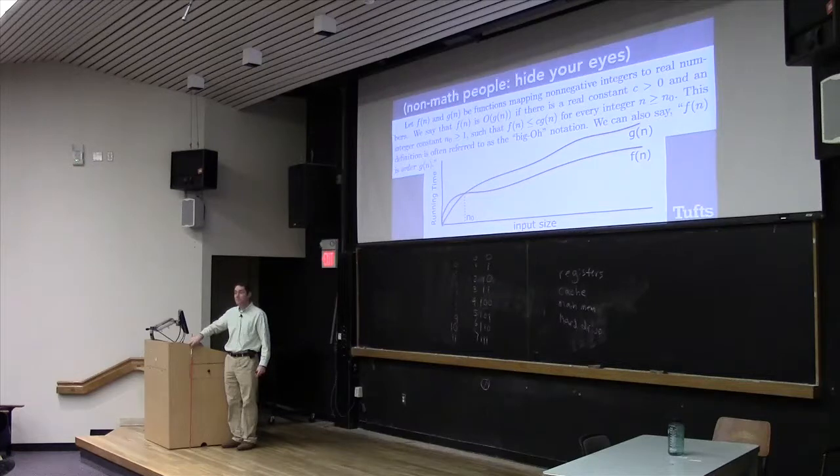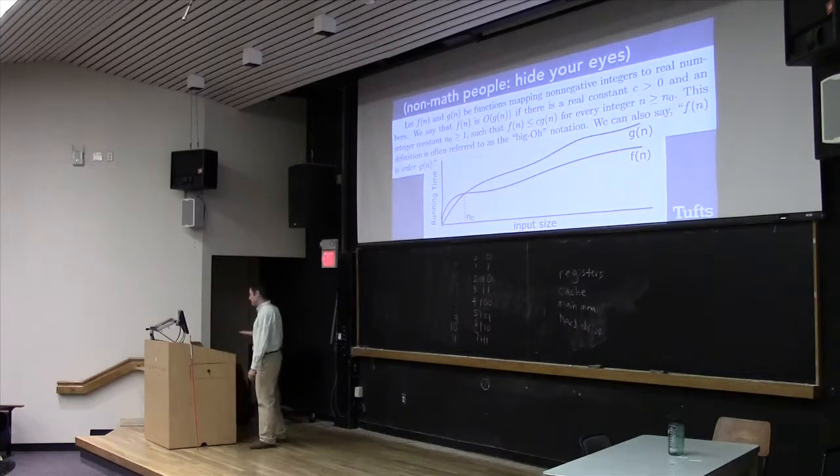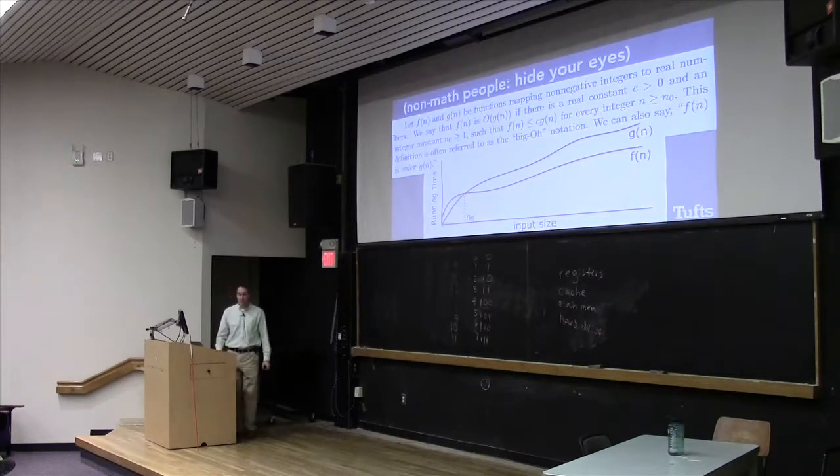We're going to say that the function f(n) is big O of g(n) because it's always going to be less than g(n) after some amount of time. That's the mathy part. Don't be scared if you hate the mathy part. And if you love it, great.